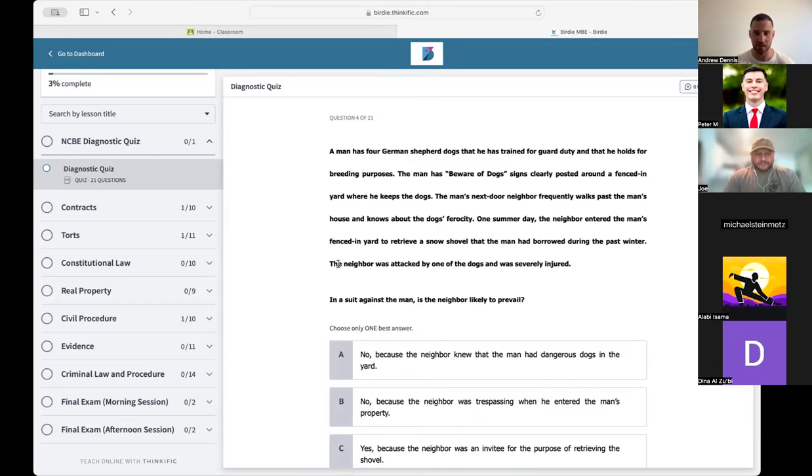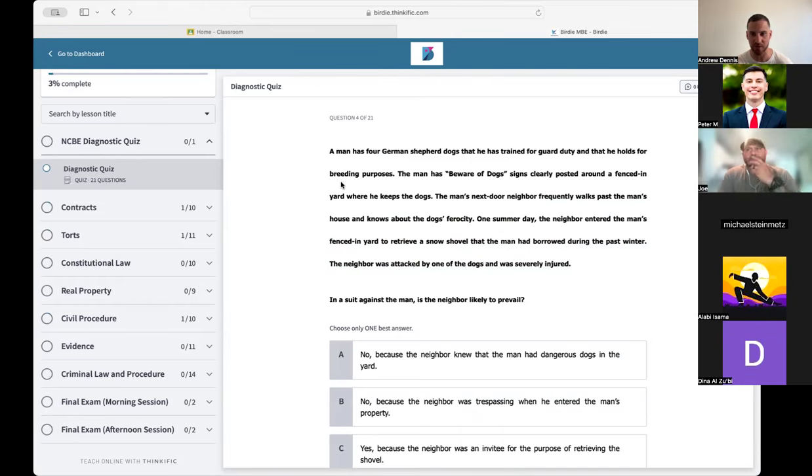Tough question, this one. I think a tricky question. So the neighbor was attacked by one of the dogs and was severely injured. In the suit against the man, is the neighbor likely to prevail? A man has 4 German Shepherd dogs that he has trained for guard duty and that he holds for breeding purposes. The man has beware of dog signs clearly posted around a fenced-in yard where he keeps the dogs.